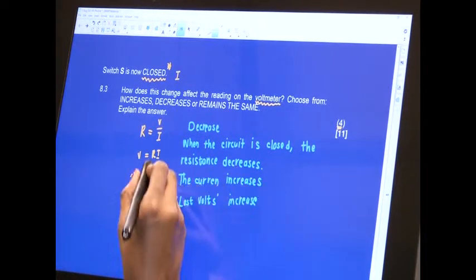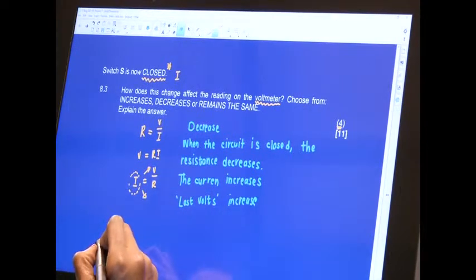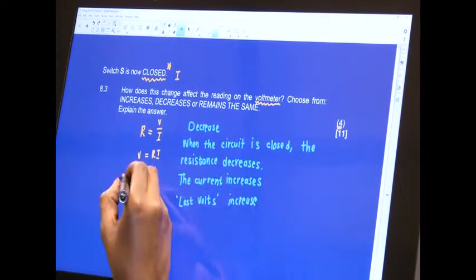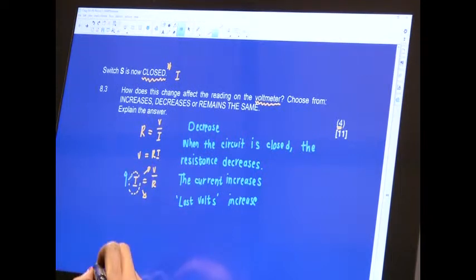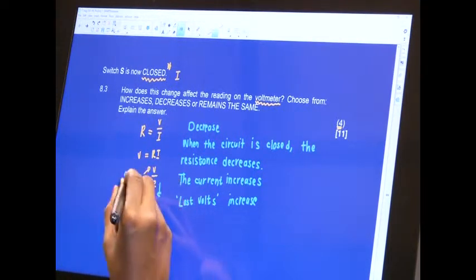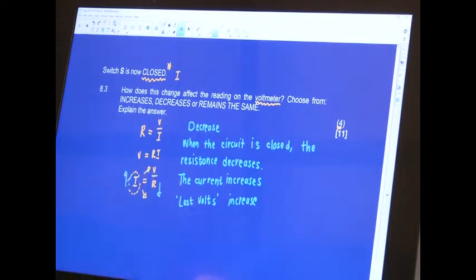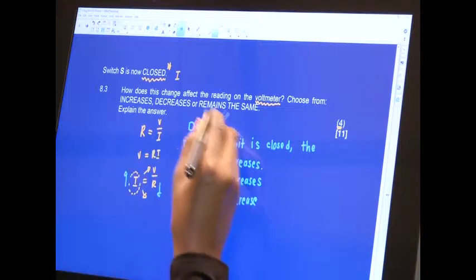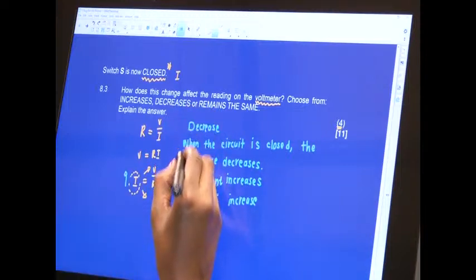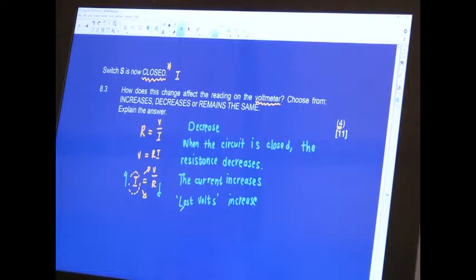So technically what I did, I just used this one over here. When the current increases, my resistance will decrease because they are inversely proportional to one another. And that's what the examiner was saying. You do get a mark for saying decrease as well as explaining what is then happening. So that is how I would have answered this question.